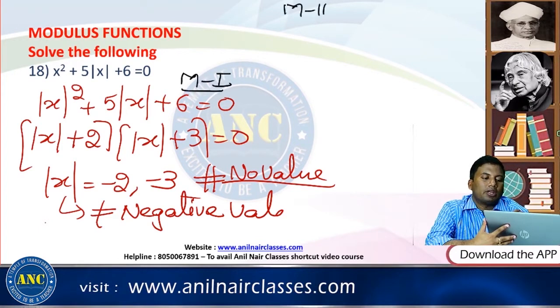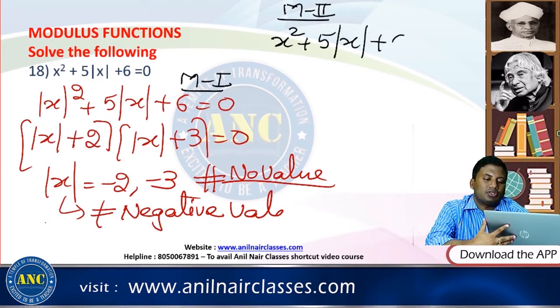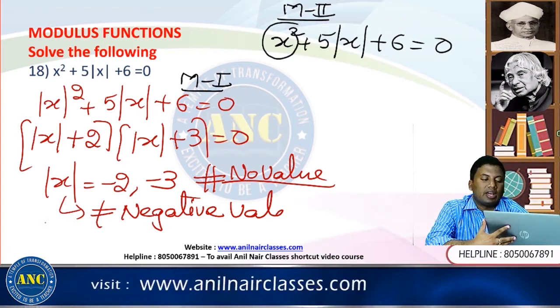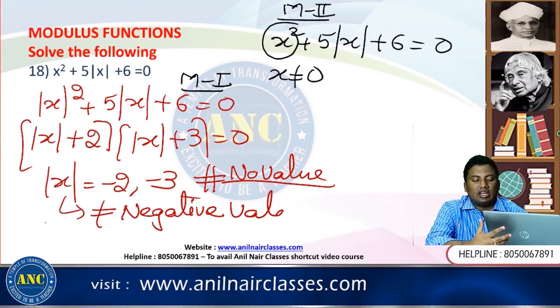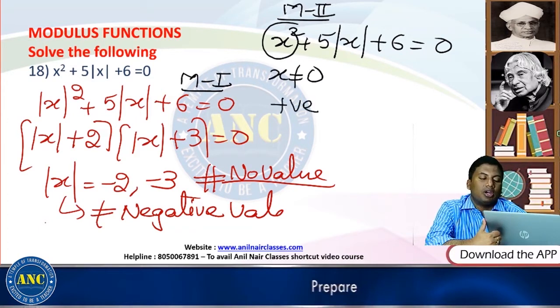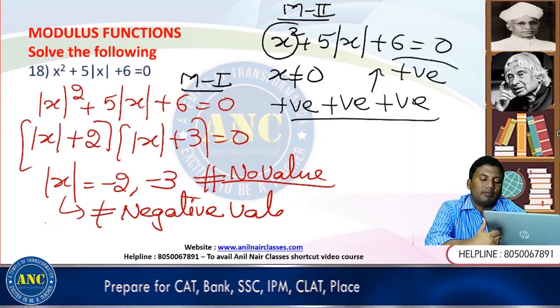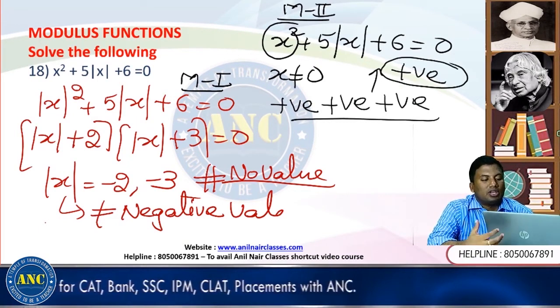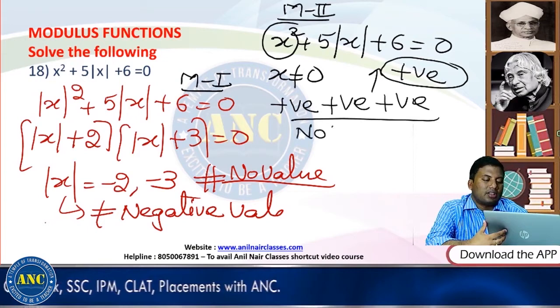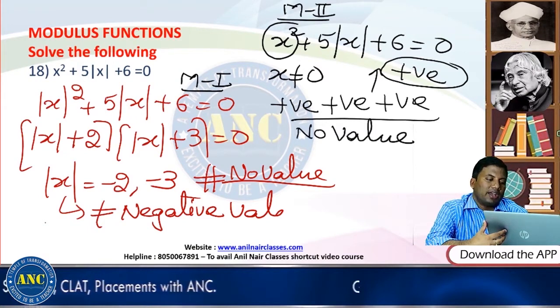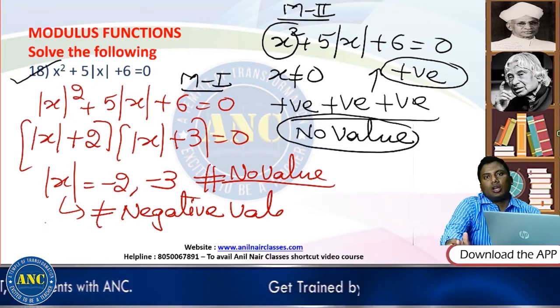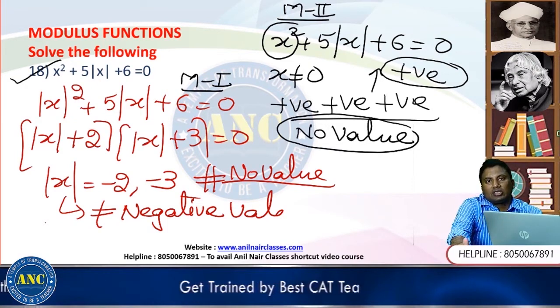Method 2. x square plus 5 mod x plus 6 equivalent to 0. x cannot be 0 because constant is there. If x is positive, positive on square is positive. Modulus always gives you positive. 6 is always positive. Positive, positive, positive, I will get positive. Answer is positive, 0 is not positive. So no value of x exists satisfying this question.